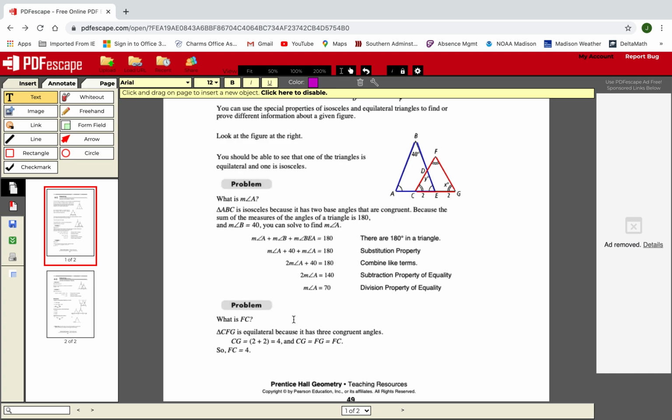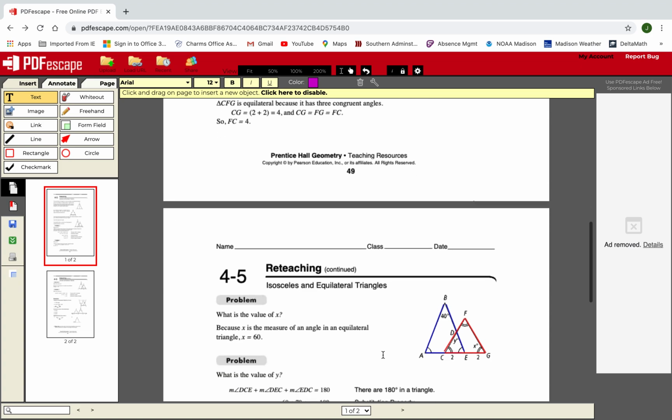So then it wants to know what is the measure of FC. This says that triangle CFG is equilateral because it has 3 congruent angles. And it says that segment CG is 4 because it's 2 plus 2. And they give you these two segments here that make up CG, 2 plus 2. So if CG is 4, then FG is also 4. And CF is also 4. So all three of those sides are equal, so we know that FC is 4.